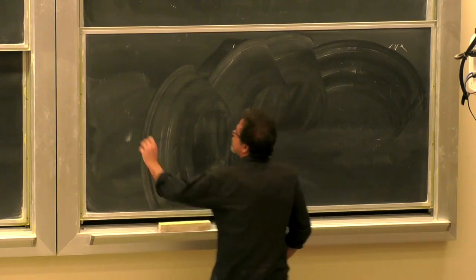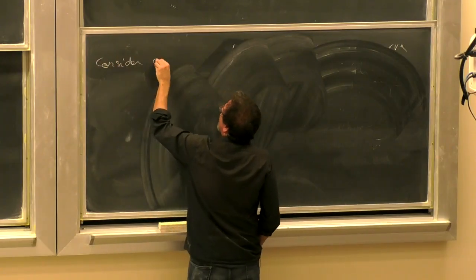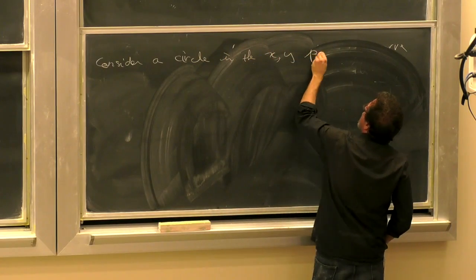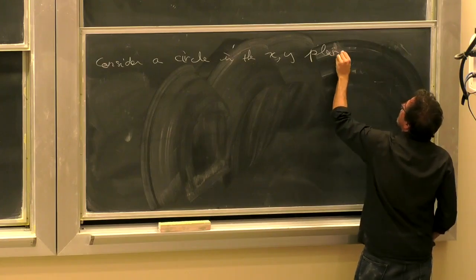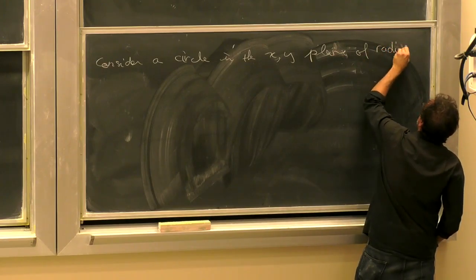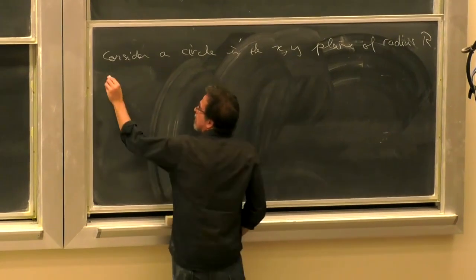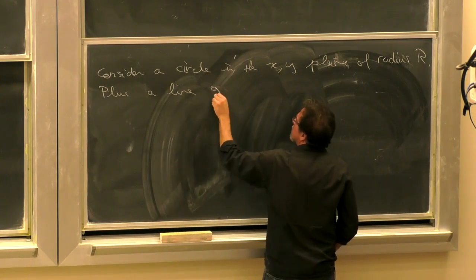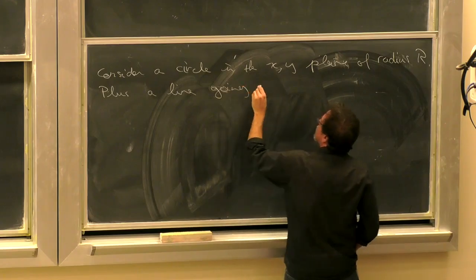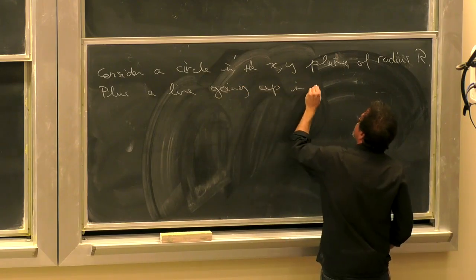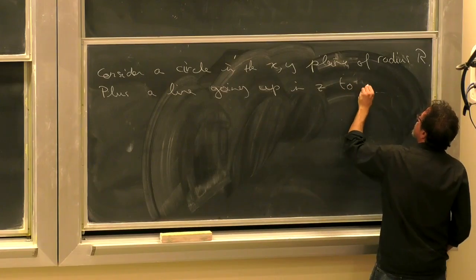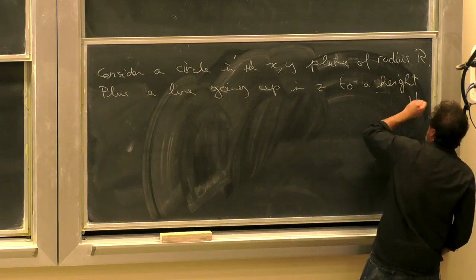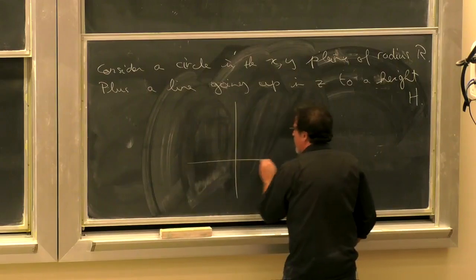Okay? So consider a circle in the xy plane of radius capital R, plus a line going up in z to a height, capital H.